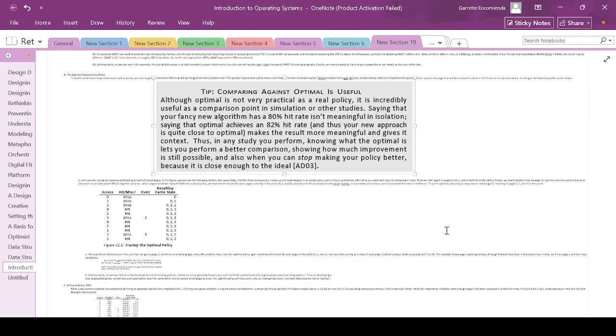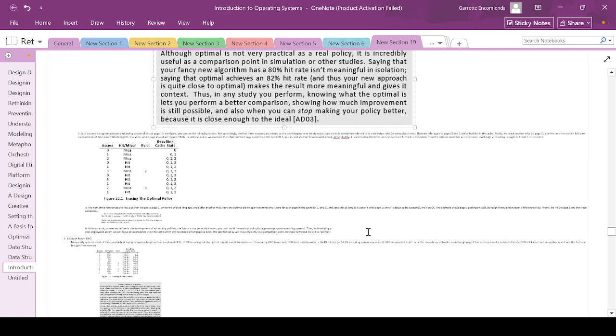Tip: comparing against optimal is useful. Although optimal is not very practical as a real policy, it is incredibly useful as a comparison point in simulation or other studies. Saying that your fancy new algorithm has an 80% hit rate isn't meaningful in isolation. Saying that optimal achieves an 82% hit rate, and thus your new approach is quite close to optimal, makes the result more meaningful and gives it context.